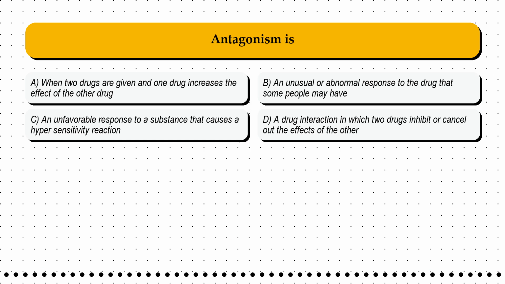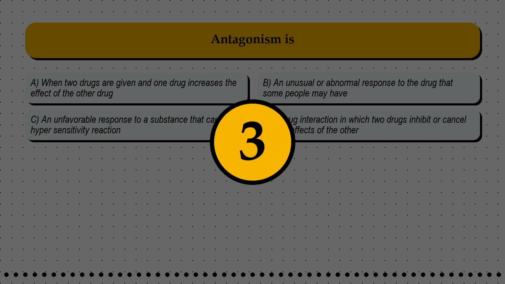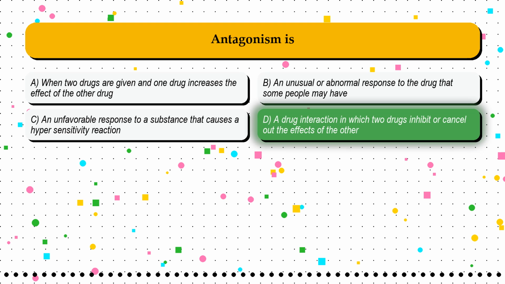Question 222. Antagonism is option A, when two drugs are given and one drug increases the effect of the other drug. Option B, an unusual or abnormal response to the drug that some people may have. Option C, an unfavorable response to a substance that causes a hypersensitivity reaction. Option D, a drug interaction in which two drugs inhibit or cancel out the effects of the other.